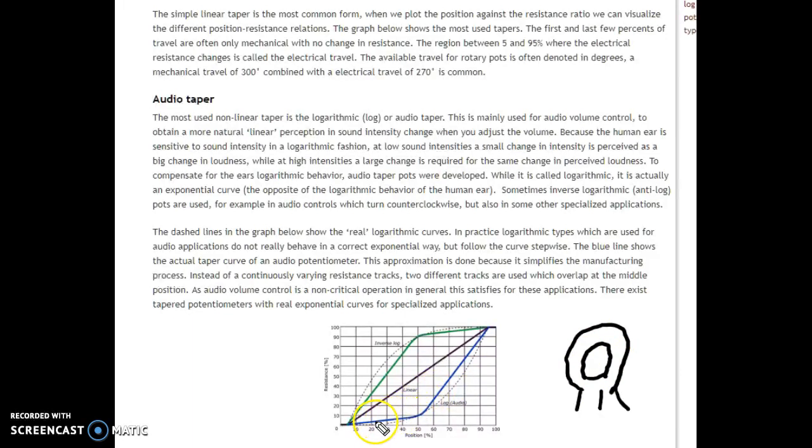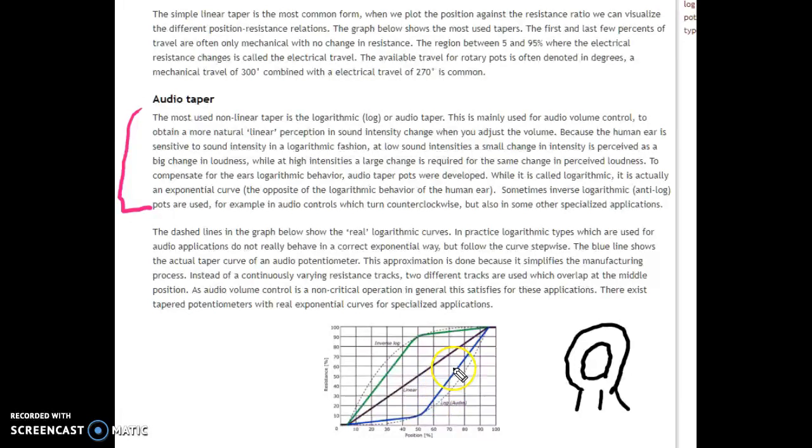But the reason an audio POT does that is our ears hear in a very unique fashion. And you can kind of read that in this paragraph. And I'll read that particular point. But it says, because the human ear is sensitive to sound intensity in a logarithmic way, at low sound intensities, a small change in intensity is perceived as a big change in loudness. So that first half of the POT, it gives us very slow change, and then that second half, boom, is a major change.